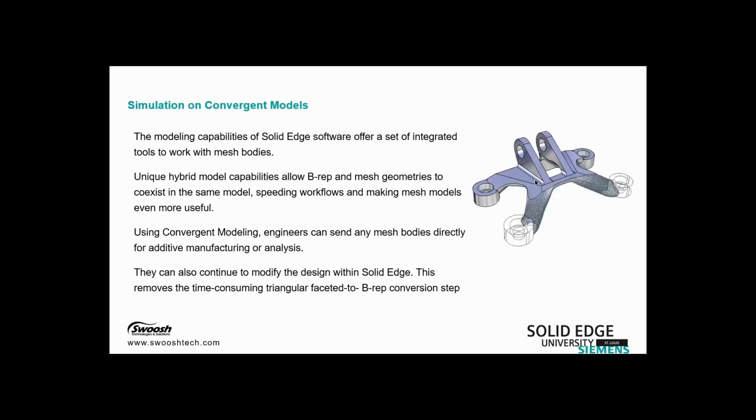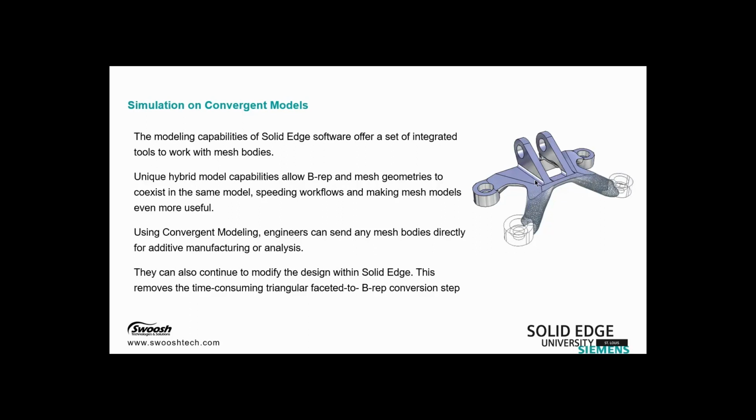So what is convergent modeling and why is it called convergent? The modeling capabilities in Solid Edge software are represented by a set of different integrated tools that work really well with mesh bodies. We are using the term hybrid models. Hybrid model capabilities allow BREP geometry to coexist with mesh geometries. The difference is that BREP geometry is usually produced by a regular CAD tool, and mesh geometries usually have different sources, like generative design or maybe scanned data from outside and so on.